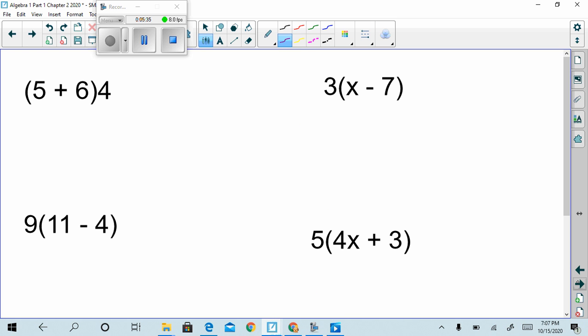So here are a few practice problems, and again, the distribution term can be on the left or the right, but you're still going to multiply both terms. The key is to remember both terms. I put a couple of problems with just numbers and a couple with variables for you to try. We'll go over those answers in class.